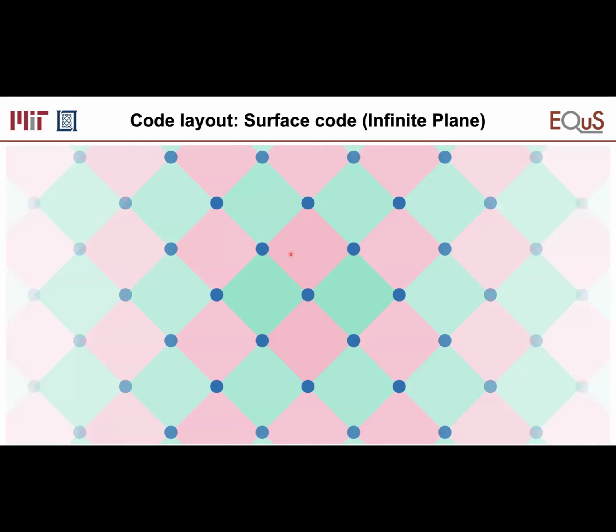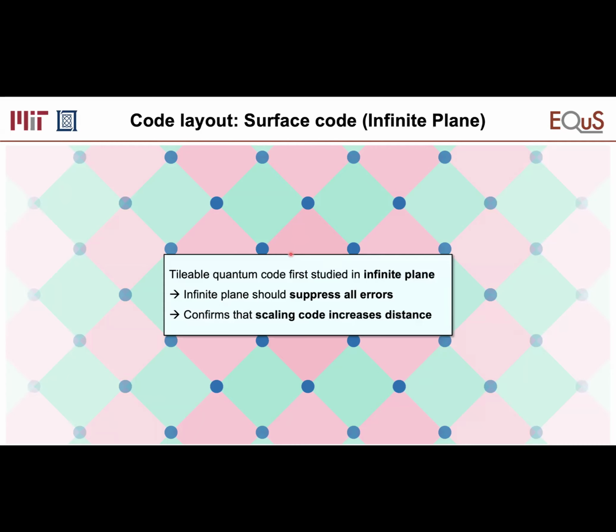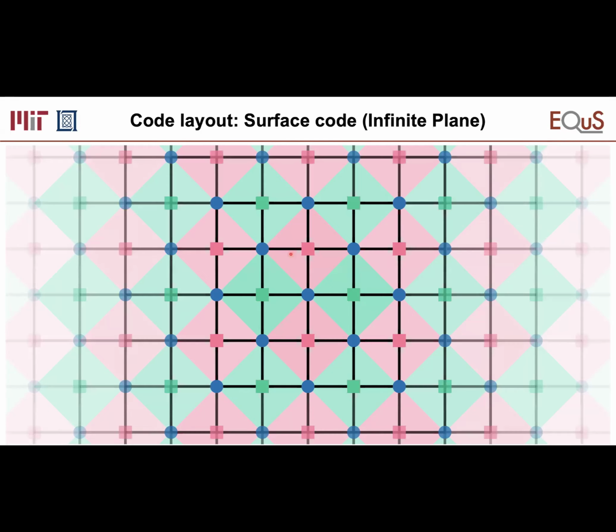But if the error chain is again longer, I might need to make the plane even bigger. So in the infinite plane, you can get this very crude argument where you'd have to have an error chain that is infinitely long. So all finite-sized errors are suppressed in this infinite plane. And we also get an idea of what the connectivity is in this setting. Specifically, in the infinite plane, we can also confirm that, as we make the code larger and larger, the distance of the code, the distance of these errors, they need to increase.